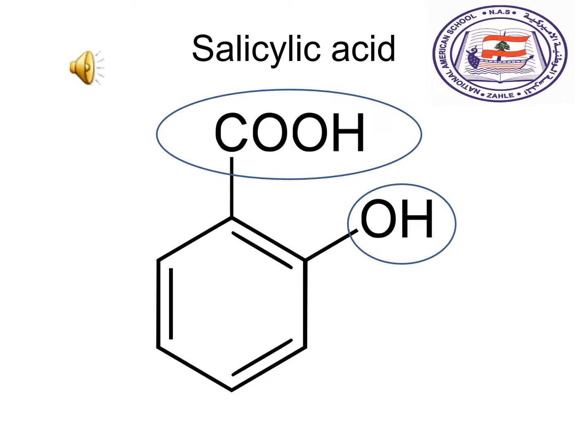Now let's look at the salicylic acid molecule. As you can see, this molecule has two important functional groups. It has the carboxyl group, which is COOH, and the hydroxyl group, which is OH. These two groups are located on carbon 1 and carbon 2. Now the ring consists of 6 carbons and 4 H's, and inside the ring we have 3 alternating double bonds. These 3 alternating double bonds could be replaced by simply drawing a circle inside this ring.